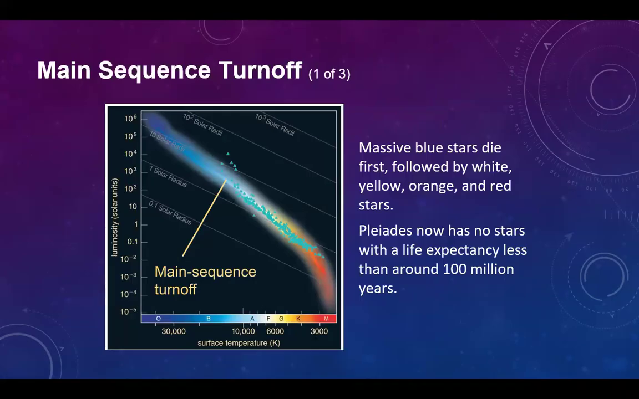So what we find is that massive blue stars will die off first, followed by white, yellow, orange, and then red stars. So the Pleiades, for example, has no stars with a life expectancy less than about 100 million years, because we see this turnoff where the stars are leaving the main sequence. That tells us that the Pleiades is about 100 million years old, because all the stars that would have lived less than that have died.